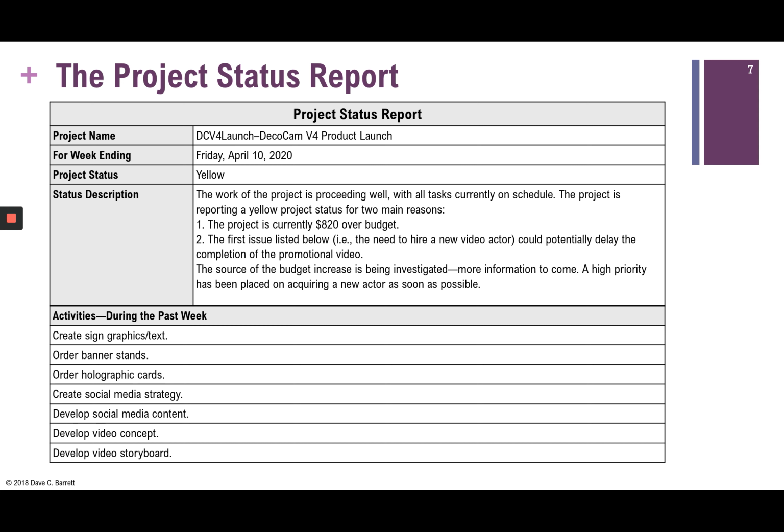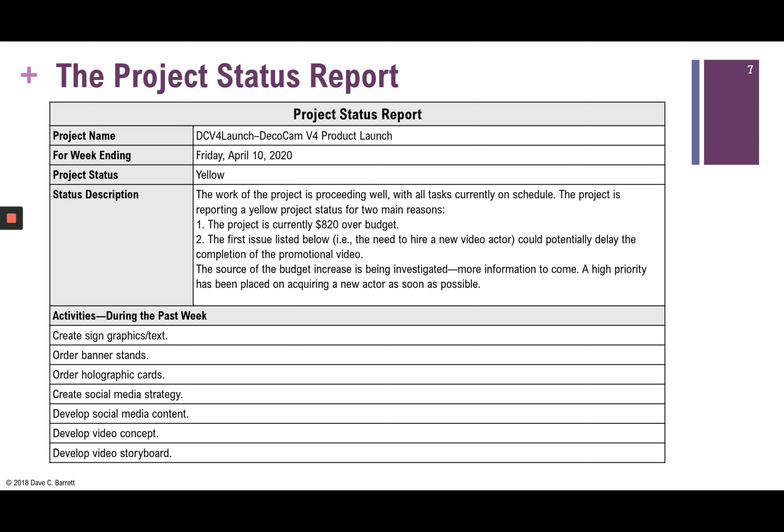You can see from here, the work of the project is proceeding well with all tasks currently on schedule. The project is reporting a yellow project status for two main reasons. There's an over budget and there's an issue that's being investigated. So it's being reported as a yellow status because those things could cause the project not to achieve its objectives.